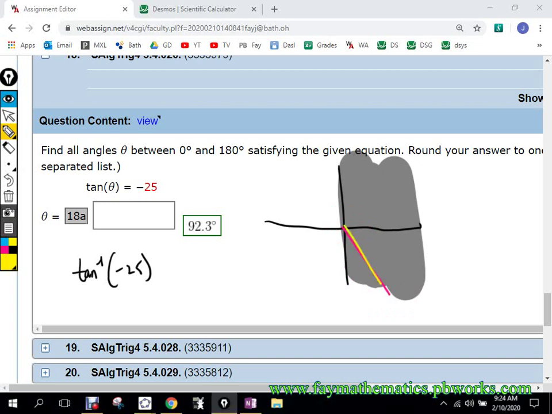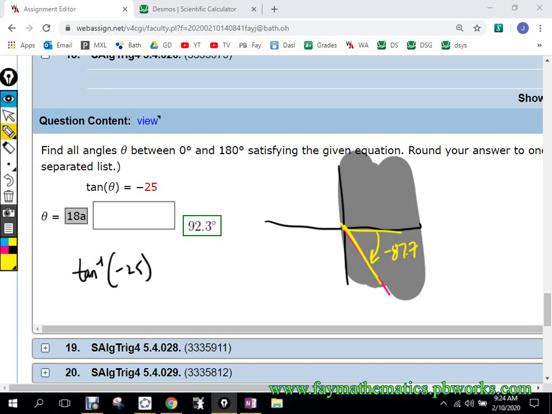Can you see that better? Okay. So that angle right there is negative 87.7 degrees. Does that make sense? Okay, that's what my calculator is giving me back. Is that angle between 0 and 180 like my answer needs to be? I don't think so. No.